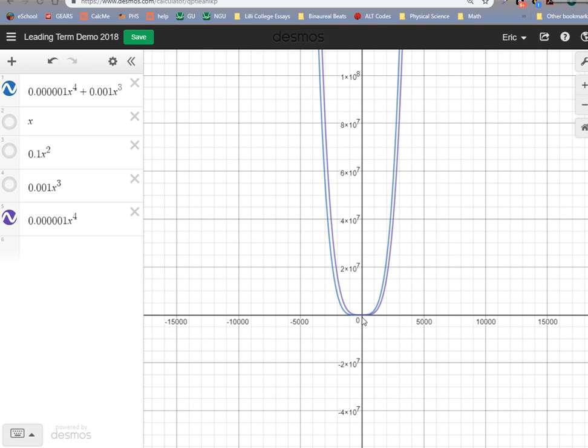So the dominant behavior at the tails of the function, as x goes really far to the left or the right, is only that first term, right? Okay, we'll wrap it up tomorrow. You guys can work tomorrow on this.